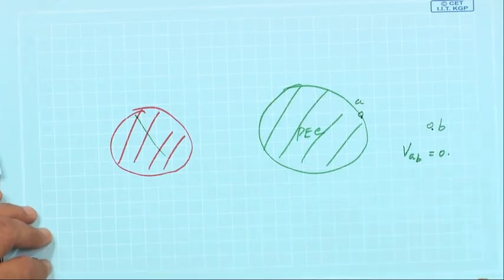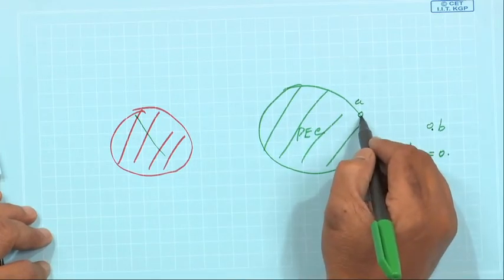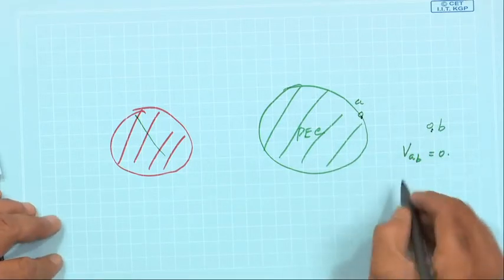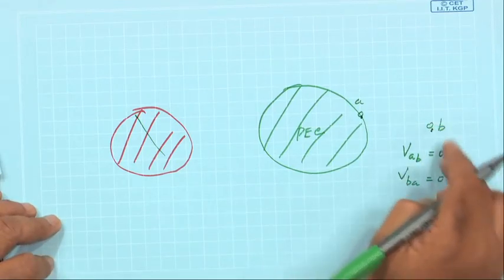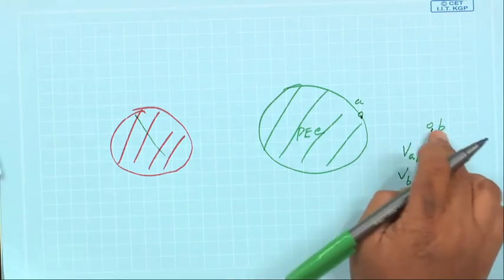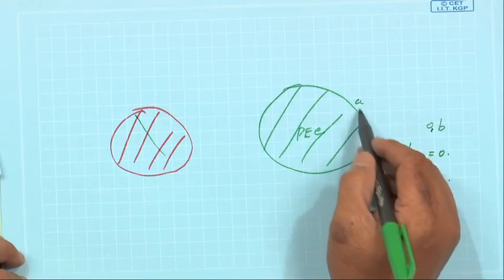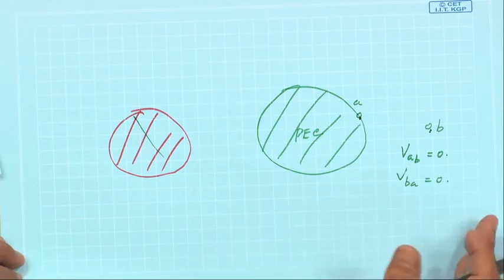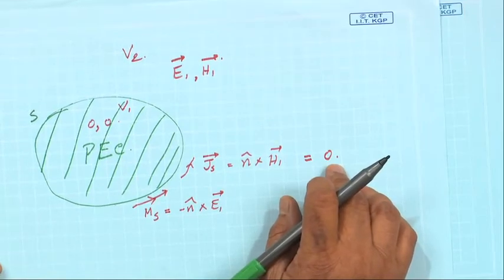Now, I invoke reciprocity. If I have a current element here, what will be the field here? That is 0. So, VBA is also 0. Now, terminal B is arbitrary, it can be taken anywhere. So, I can say that a current element or any conduction current on a PEC does not produce any field anywhere. So, that is why I can put that Js is 0.